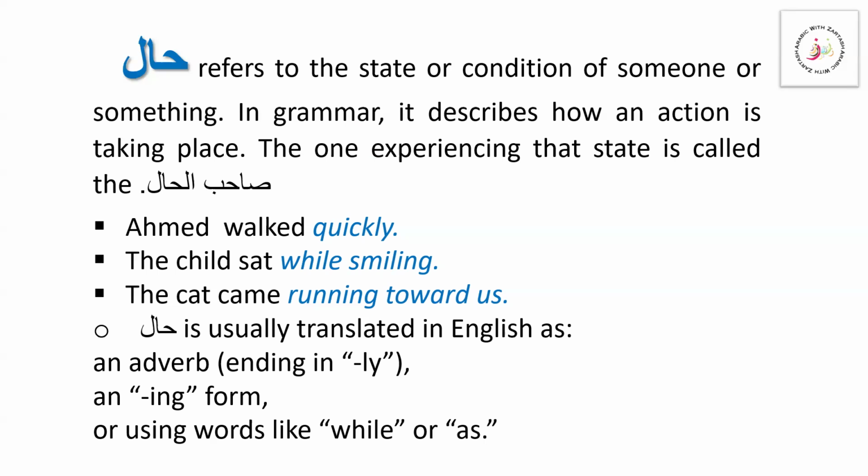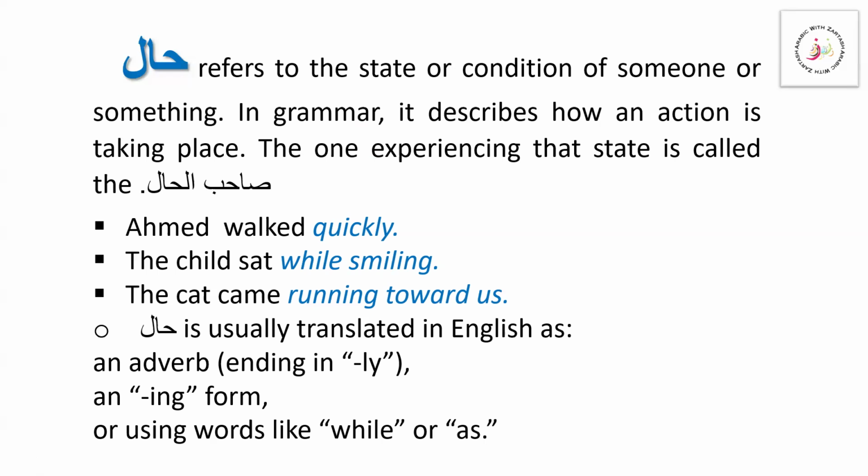Sometimes you see hal being translated as starting with while. Here, the child sat. What was the condition of the child while he was sitting? The child was smiling. So the child is the Saibul Hal, and while smiling is the hal of the child, the condition of the child. Then we have the cat came running towards us. Again, the cat is the Saibul Hal, and running towards us is the hal of the cat.